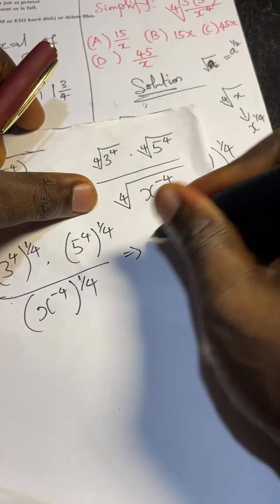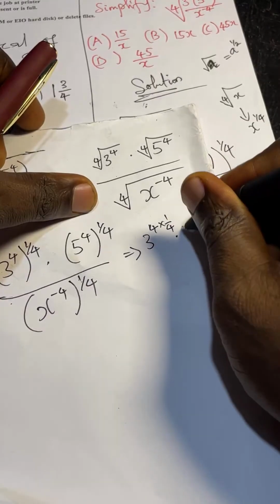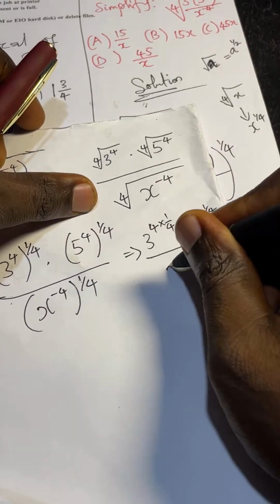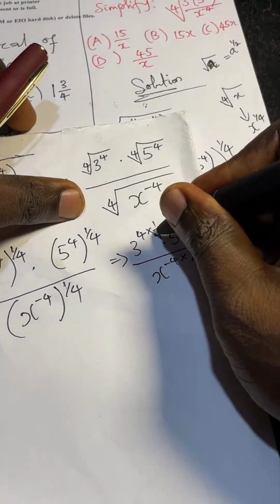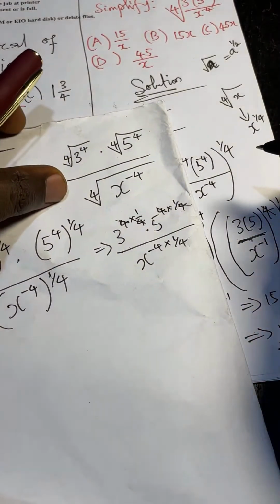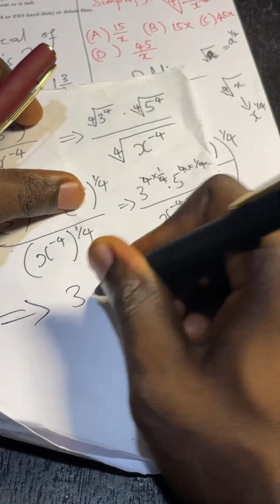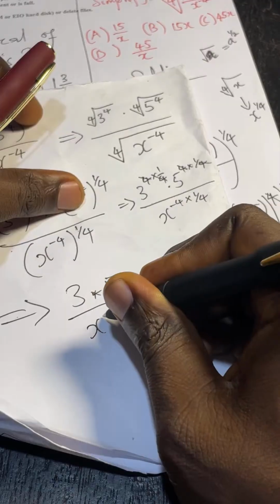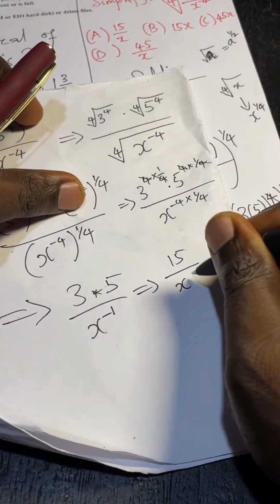which, when you open up, becomes 3 power 4 times 1 over 4, times 5 power 4 times 1 over 4, all divided by x power minus 4 times 1 over 4. That is the expression of those roots. I told you the fourth root of anything is that thing raised to power 1 over 4. So this whole thing gives you 3 times 5 all over x power minus 1, which is the same as 15 all over x power minus 1.